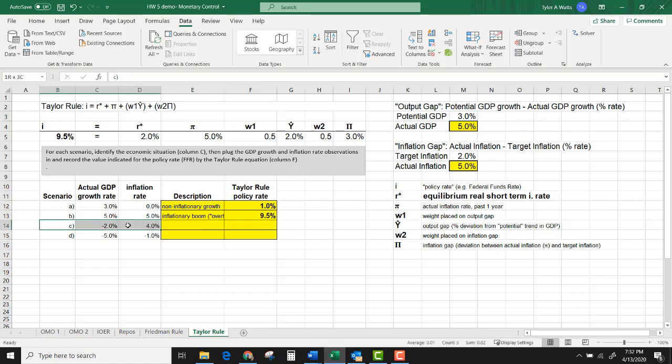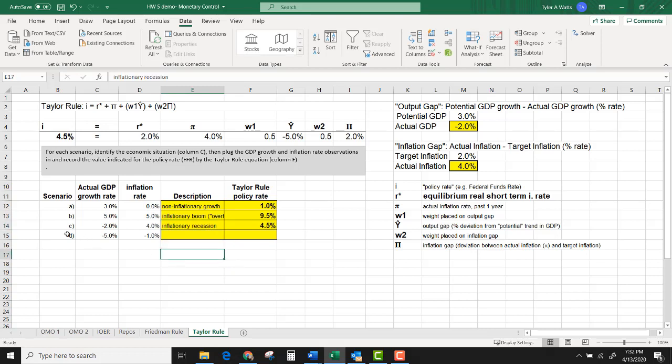Okay, scenario C, minus 2% for GDP growth. So we're in a recession environment now, and then 4% inflation, looks like an inflationary recession. And we're going to pull the interest rate down accordingly but not as low as we would have been without the inflation. So we still have a pretty big positive inflation gap, even though we have also a pretty big negative output gap. So we're going to plug the policy recommendation in, 4.5%, and then we're going to call this an inflationary recession.